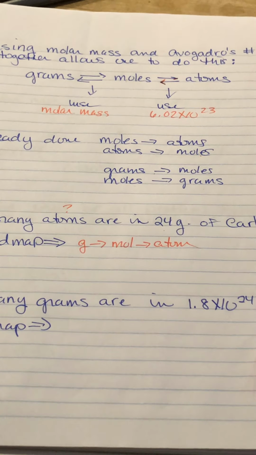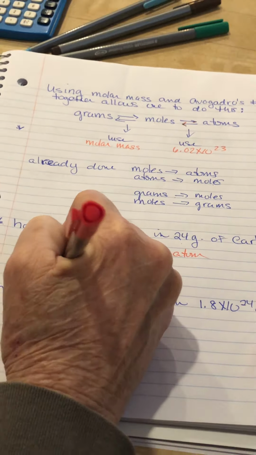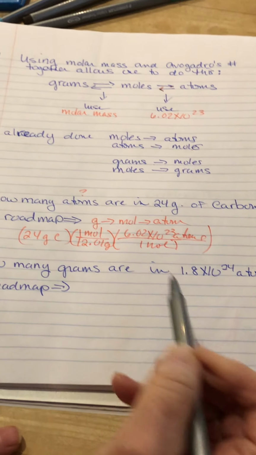Okay, now I've got to look at my units. 24 grams of carbon. I need to get to moles of carbon. That means moles has to be on the top, 1 mole in 12.01 grams. And now I need to get to atoms. That means atoms has to be on the top, 6.02 times 10 to the 23rd atoms in 1 mole. Handwriting is horrible, I know.